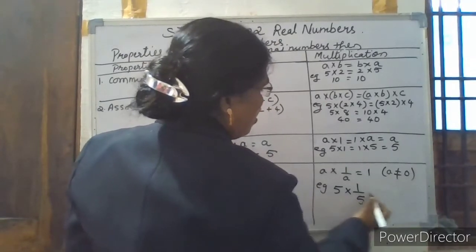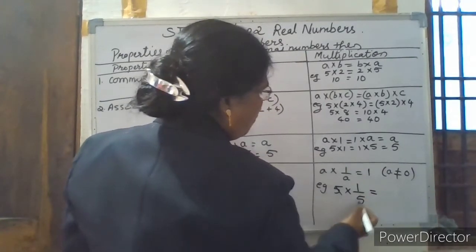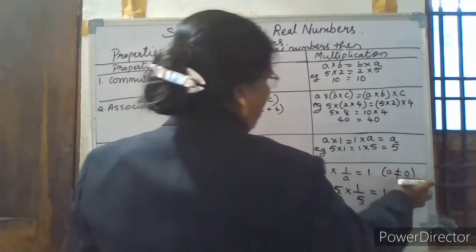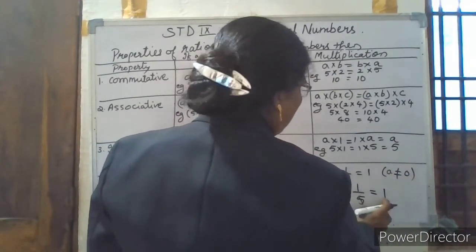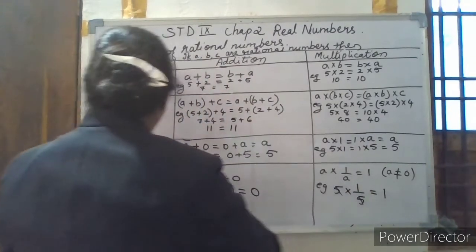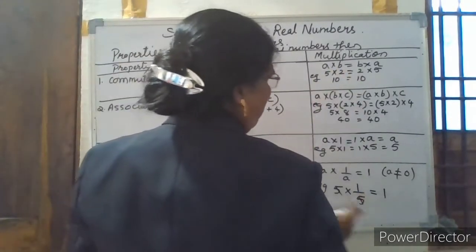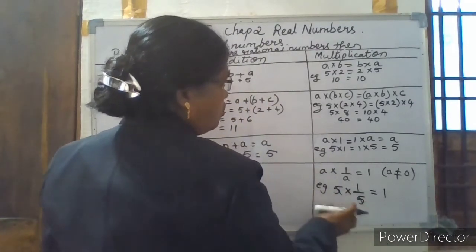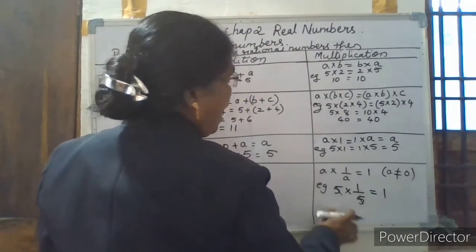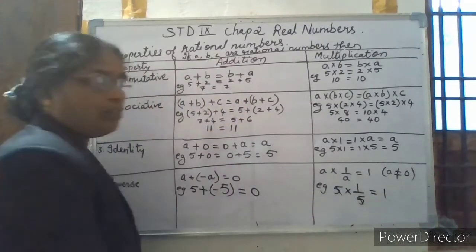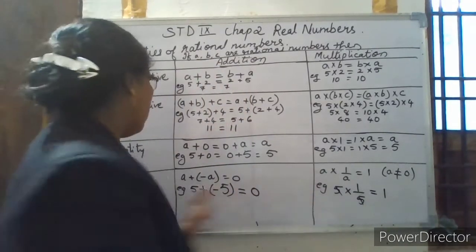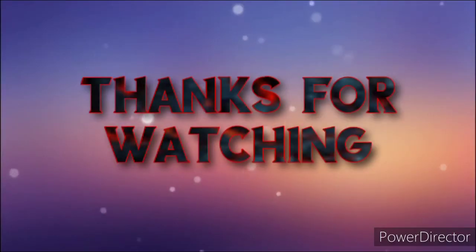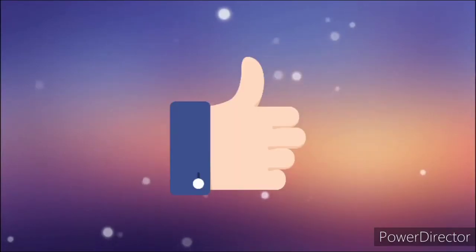So 5 into 1 by 5, the 5 cancels and it is equal to 1. Where a must not be equal to 0, then the inverse multiplication property is applicable. So the product of any number and its reciprocal is always equal to 1. This is the inverse property of multiplication.